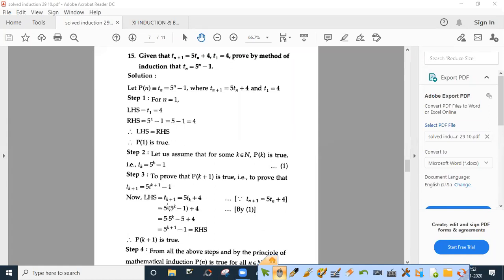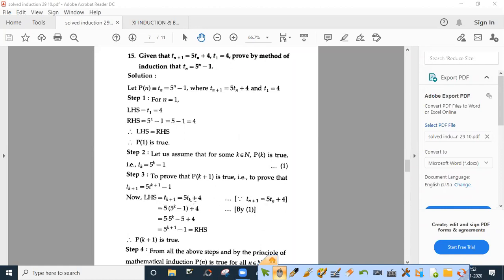Okay. So LHS. See, this is wrong. This is not 5t. This should be 5 raised to k plus 1 minus 1. This t should not be there. Okay. LHS, t_{k+1}. But what is t_{k+1}? See, it is 5t_k plus 4. Yes, this is the reason.